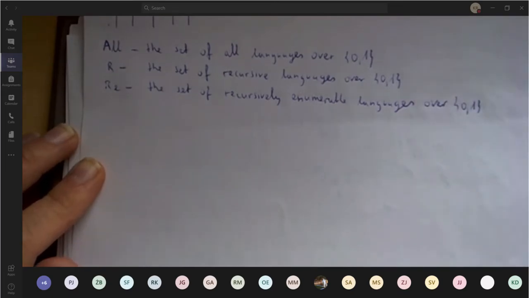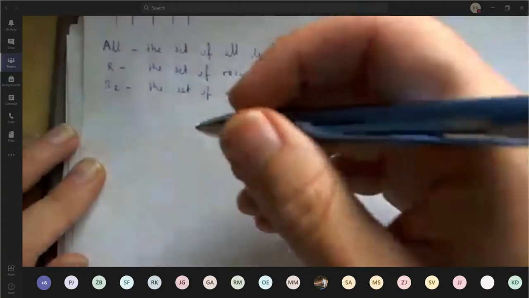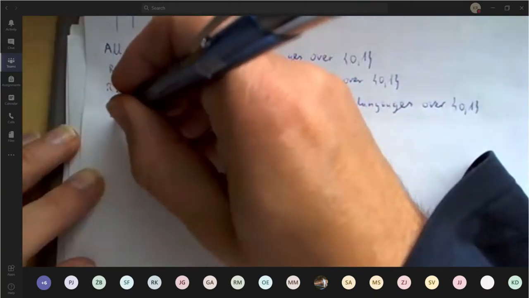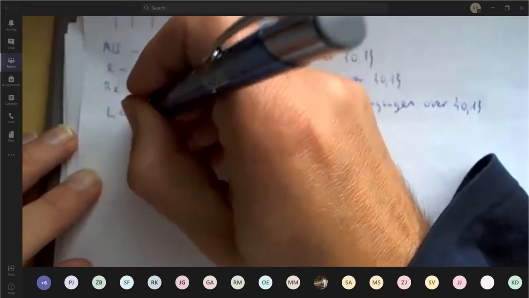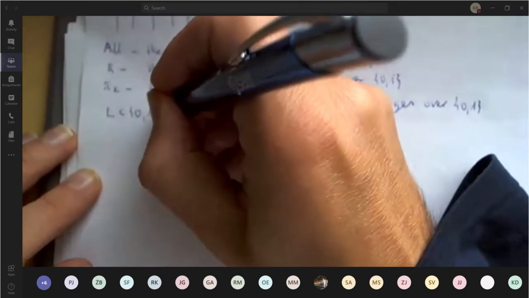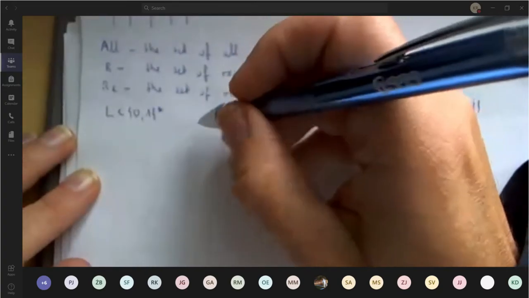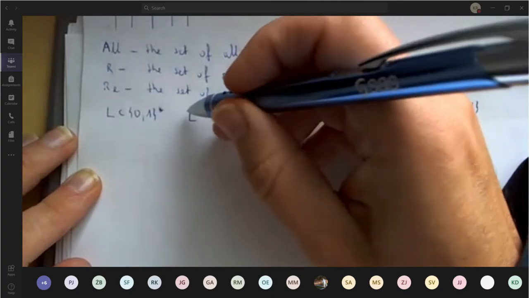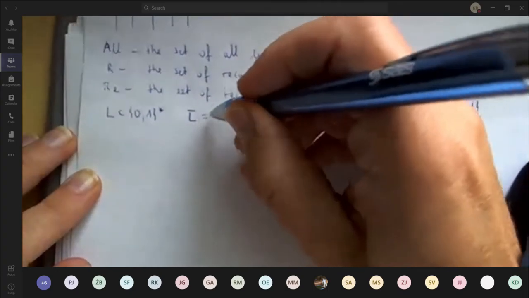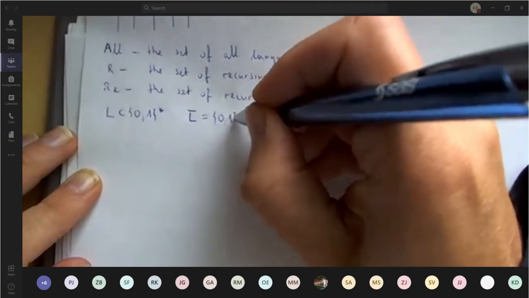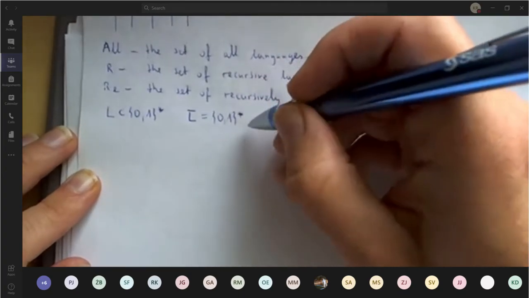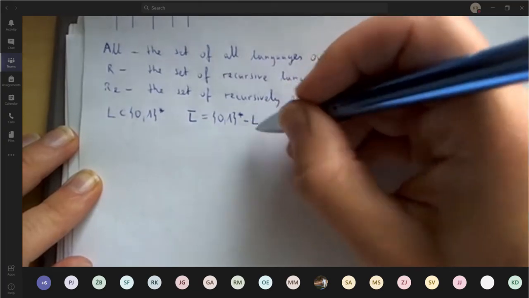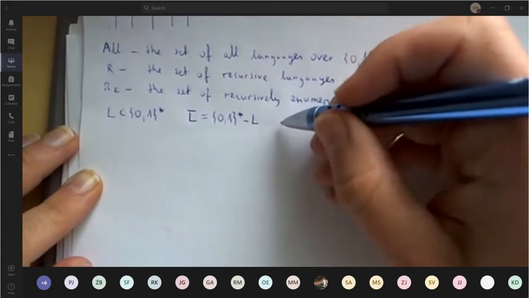Okay, so if we have some language L, then of course by L with this hat, we denote the complement of this language, so all the strings which do not belong to L.